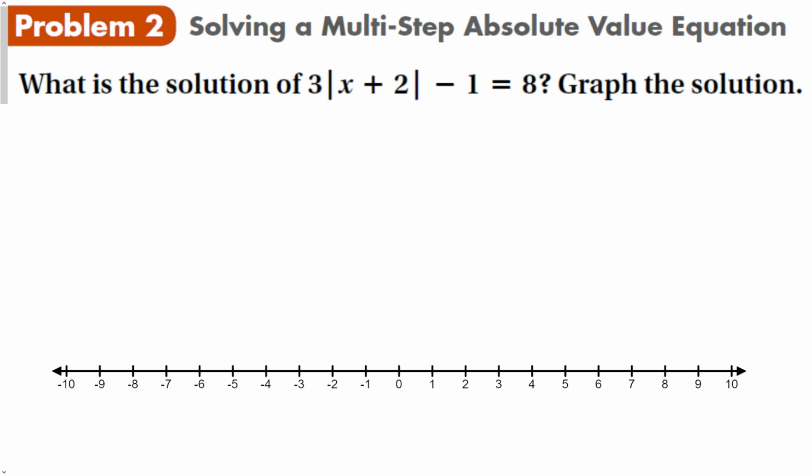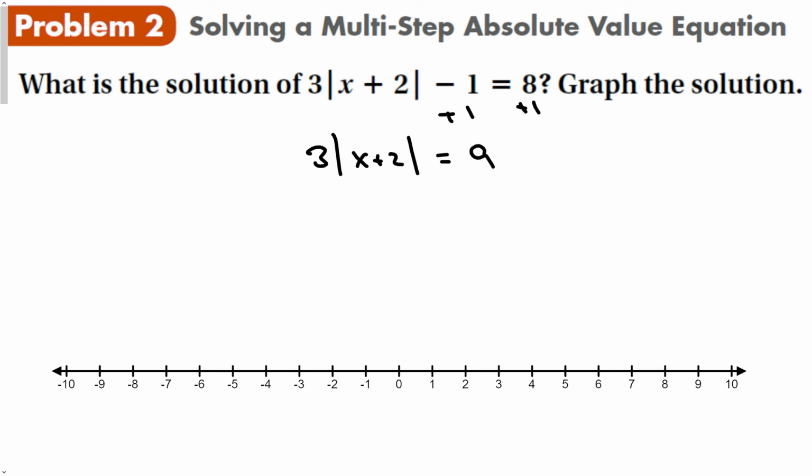All right, so what about multi-step equations? To solve a multi-step equation, the first thing you do is isolate the absolute value, then split it into your two cases, then solve for x. Here's my first step. I'm going to add 1 to both sides. And we get 3 times the absolute value of x plus 2 is equal to 9.